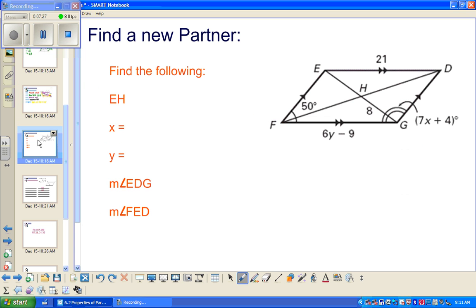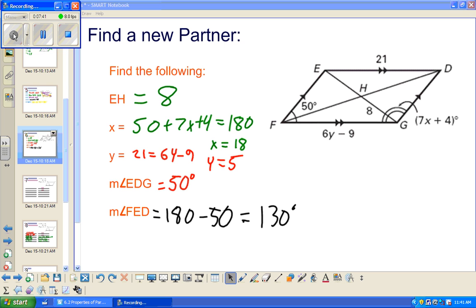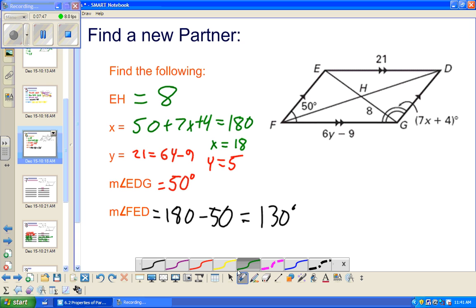Here's the next set. Find a new partner and then solve for EH, XY, and the measure of the two angles shown here. Again, EFGD is a parallelogram. So when working through this problem, EH, we know the diagonals bisect each other, so since HG is 8, EH is 8.